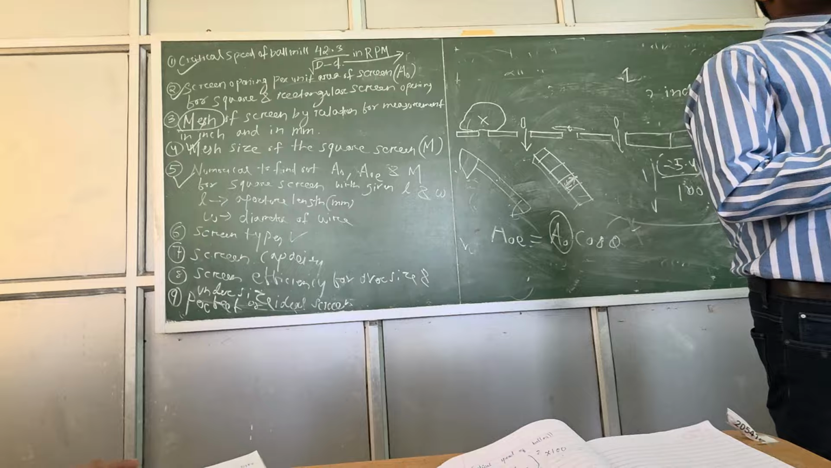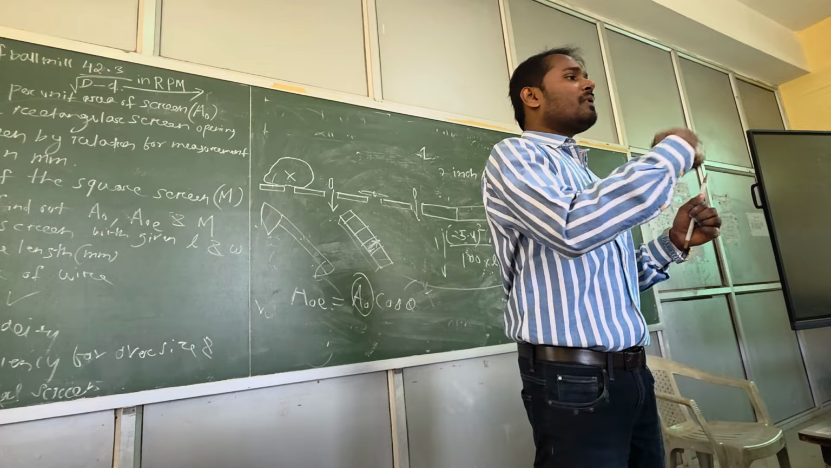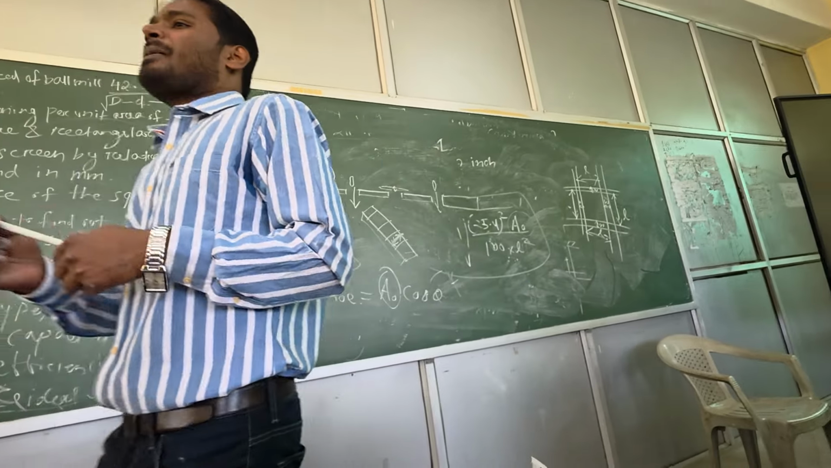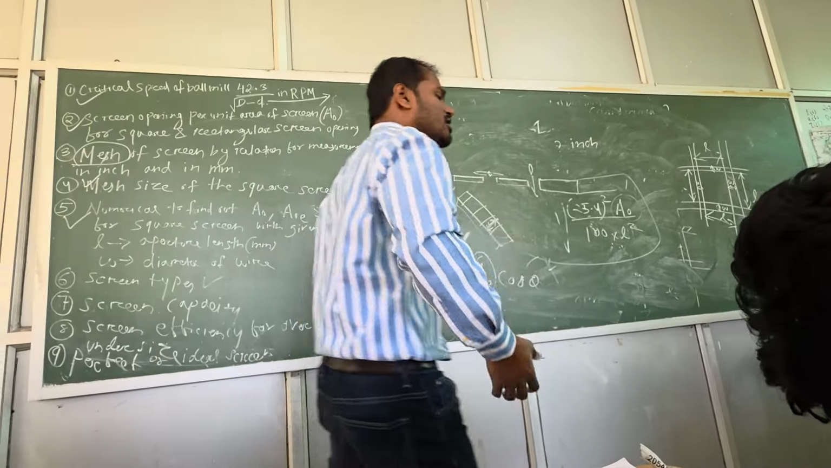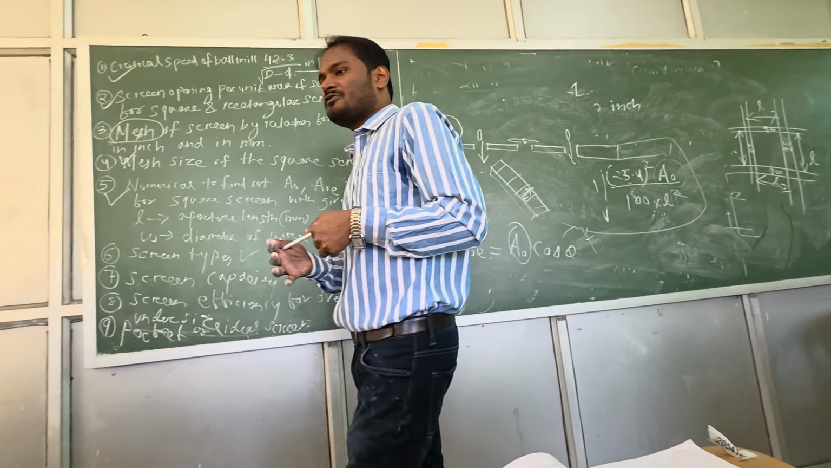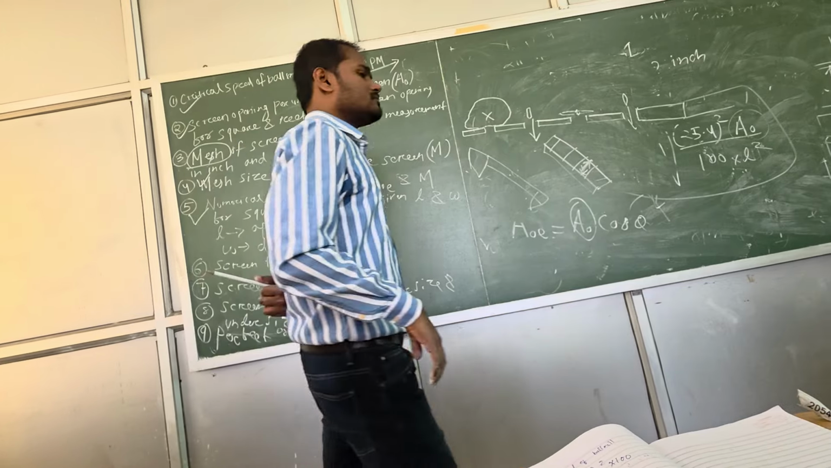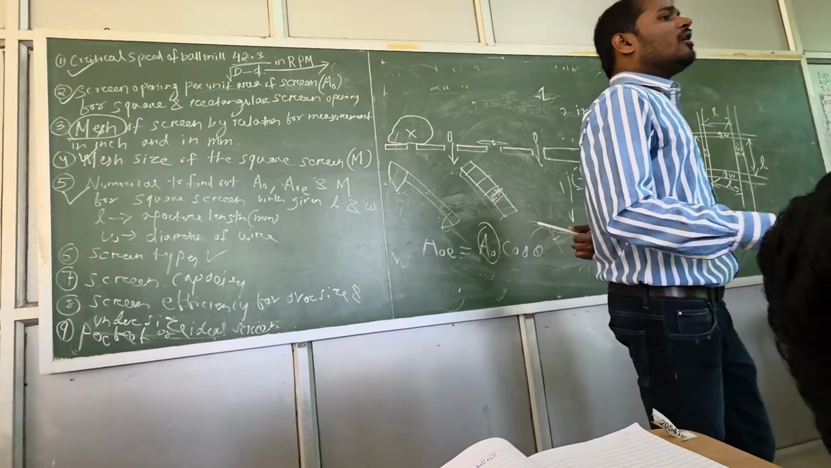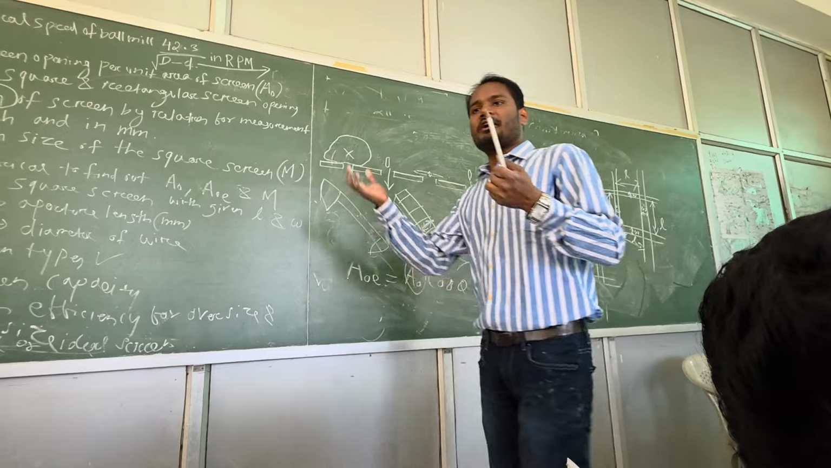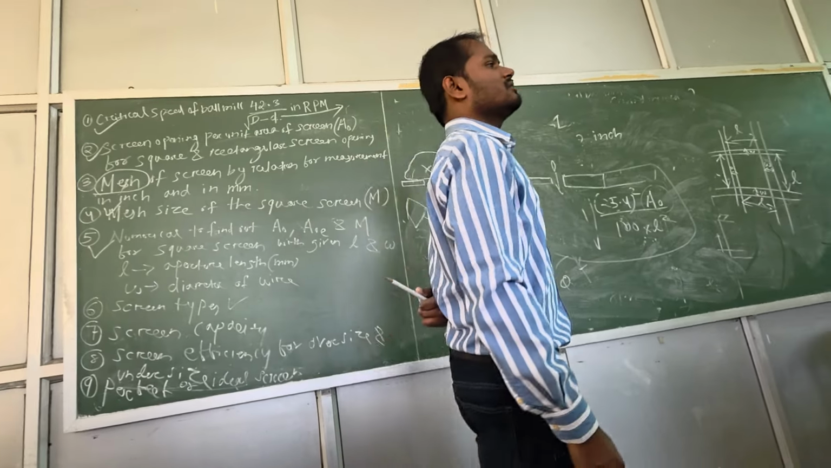So screen capacity means what exactly? How many tons of material you are feeding on the screen per unit time, per unit surface area of the screen. You can write it simply, otherwise you will forget. Screen capacity means how much weight of material you are feeding on the screen per unit time, per unit surface area of the screen. Fine.